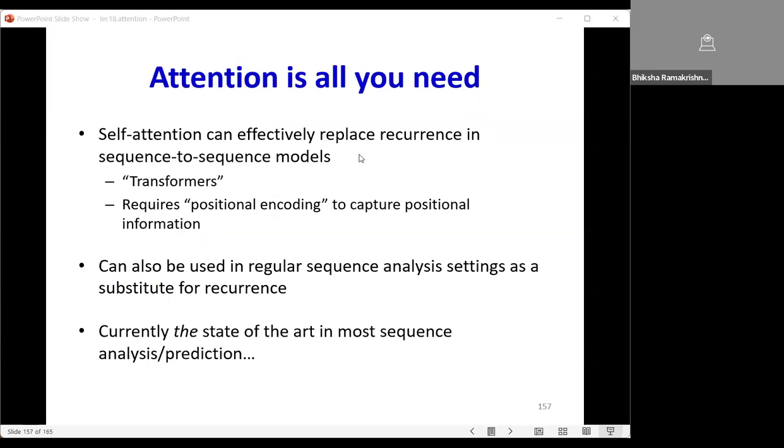And as we know, self-attention replaces recurrence. It can be used in regular sequence analysis settings as a substitute for recurrence. And currently, it's the state of the art in pretty much all of AI. I'm not going to continue on this because we have a complete lecture on transformer models on Monday. So stop right here. I have some more slides. You guys can look them up if you want to. Actually, you must because they may just appear in the quiz.